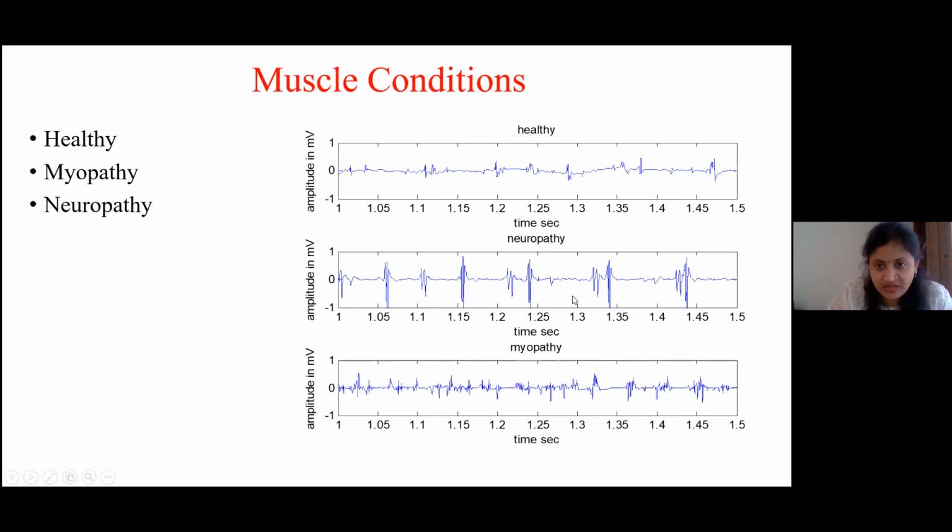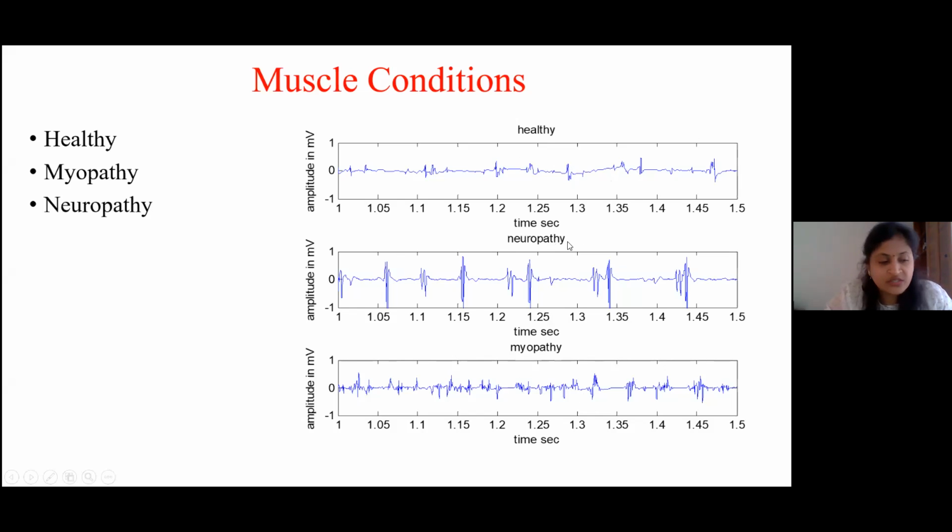You should do the comparison, but the muscle should be a healthy muscle for your general analysis. But what is the neuropathic condition and what is the myopathic condition? Neuropathic condition means there is a problem in the neurons. The muscle is absolutely well. There is no problem in the muscle.